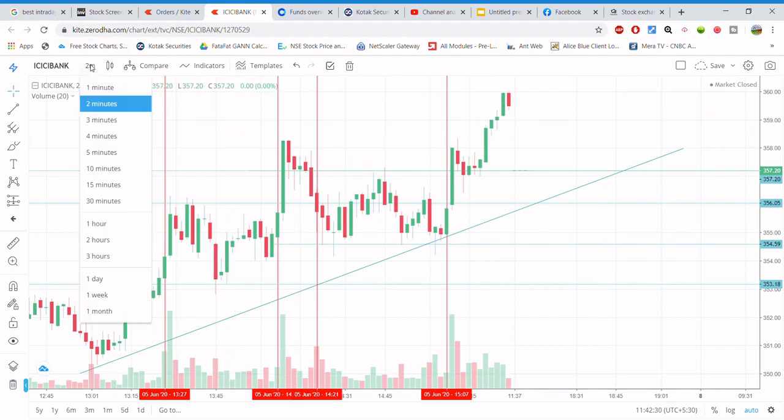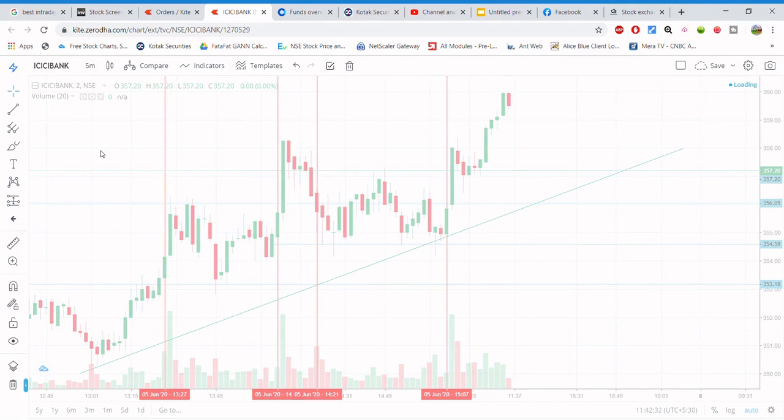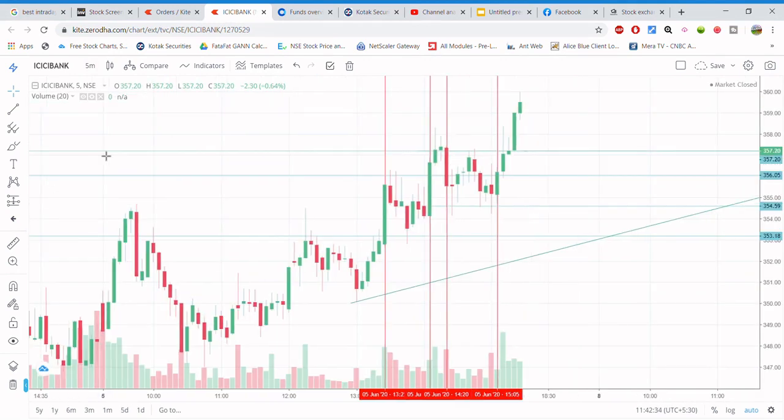Let me change the candle pattern to 5 minutes. Just look at the way the 5 minutes candle is behaving. Now you could see the candles, it has fallen down from here, it went up, it came down, it went up, it came down, it went up. What do you understand by this? From here it is actually making new highs, and you can see new high, new low, new high, new low. This is somewhere a consolidation which happened.